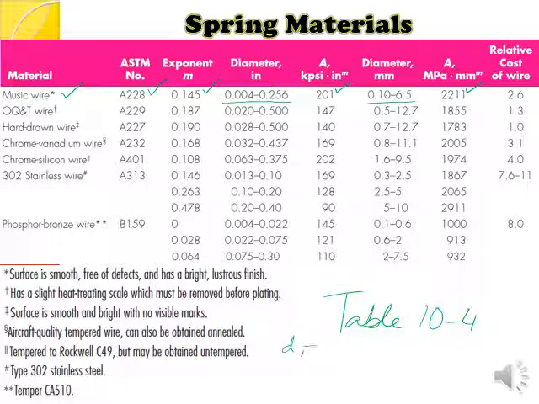So let's say if I take D equal to 5 mm, A is 2211 MPa, and M is 0.145. If I know these, I can calculate the minimum tensile strength of the spring material. And once I know that, I can determine also the shear yield strength of the material.